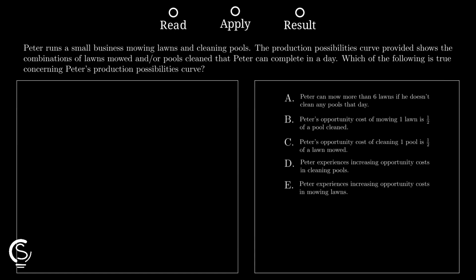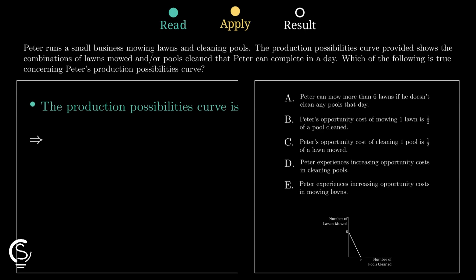Look at the graph to find the maximum output for each task. The line is straight, which means Peter has a constant opportunity cost for every single lawn he mows. The endpoints show Peter can mow 6 lawns or clean 3 pools in one day.